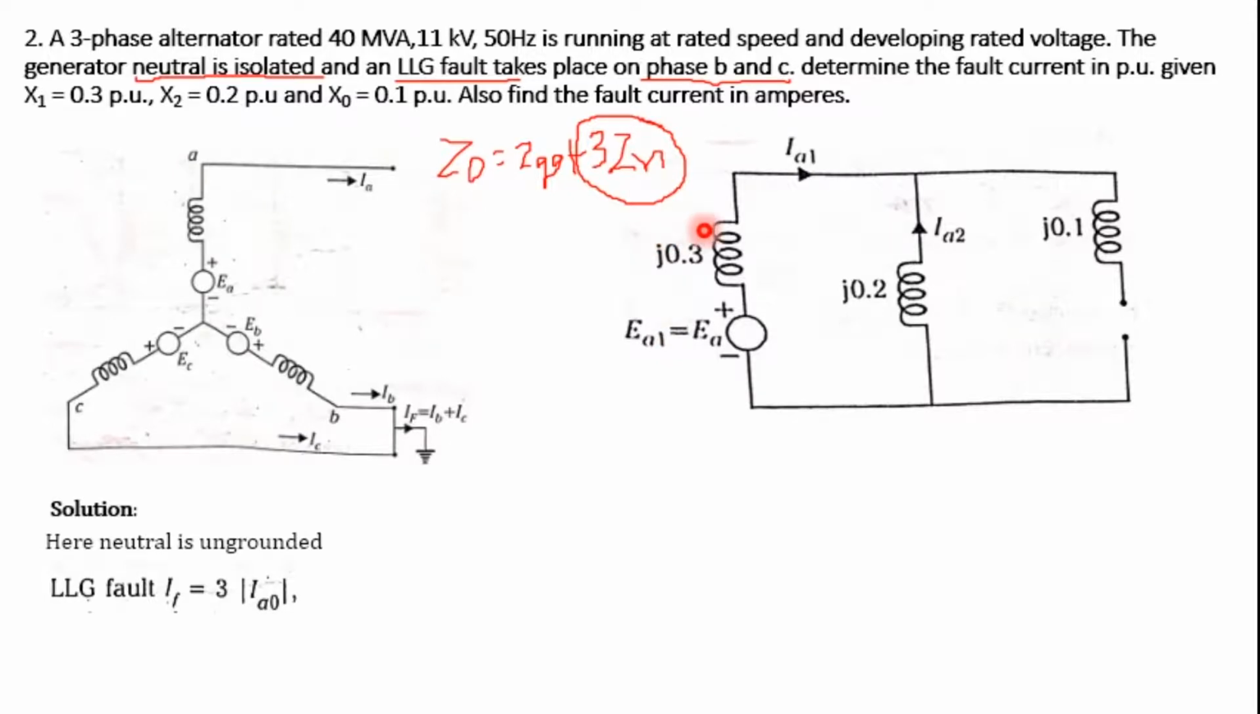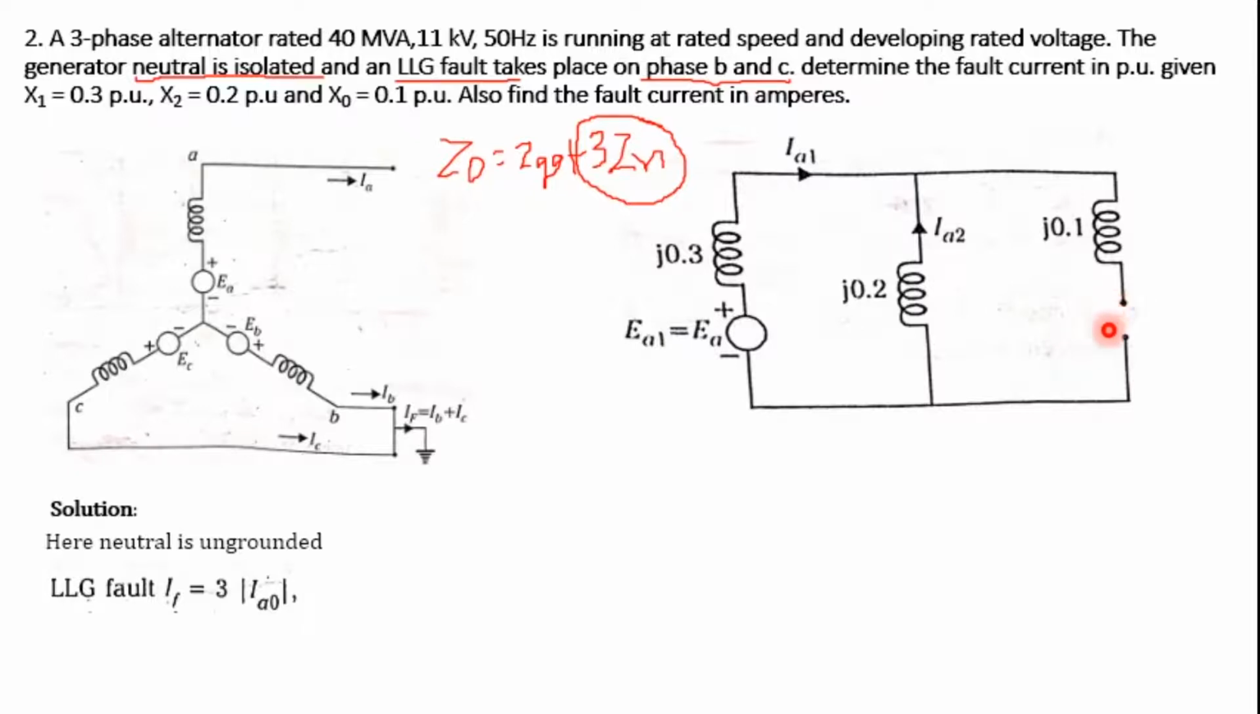If it is not grounded, then what will happen? The circuit is going to be open. However, there is a presence of positive and negative and Zg naught, or Xg naught, whatever you can consider. Because the neutral is isolated or ungrounded, we need to open this switch.